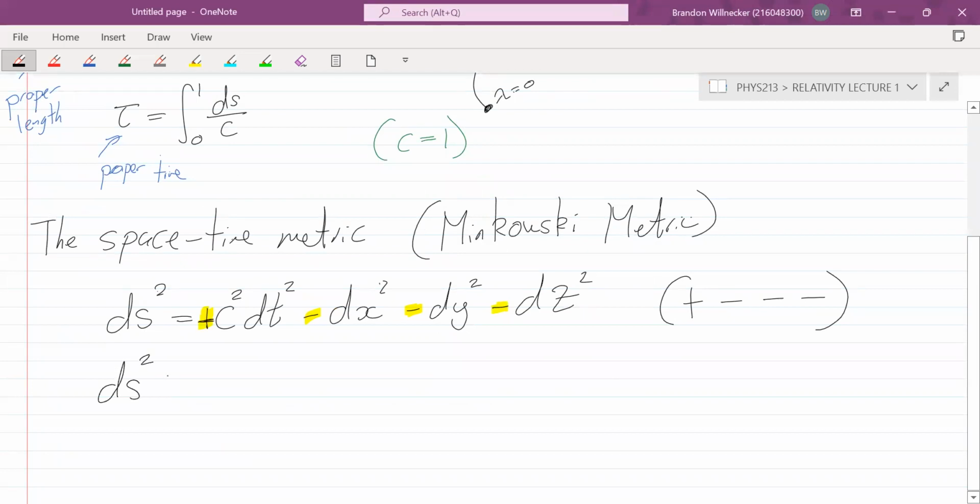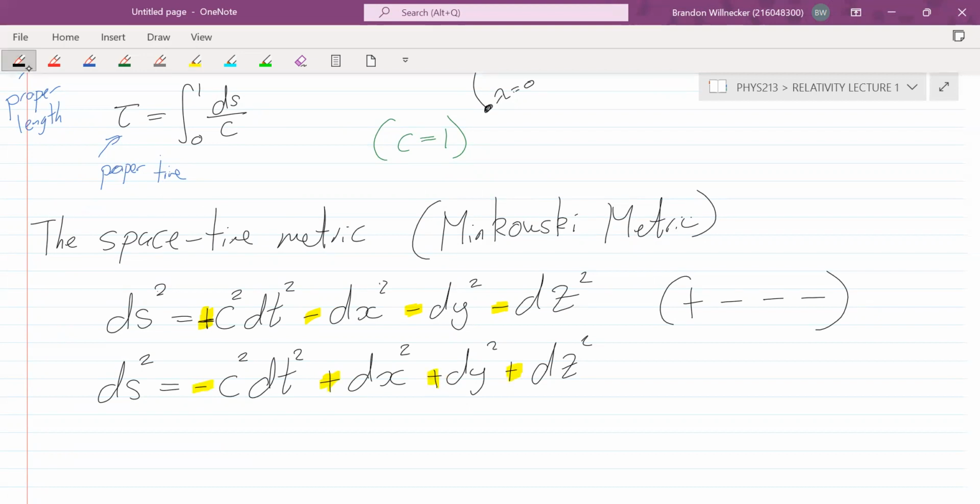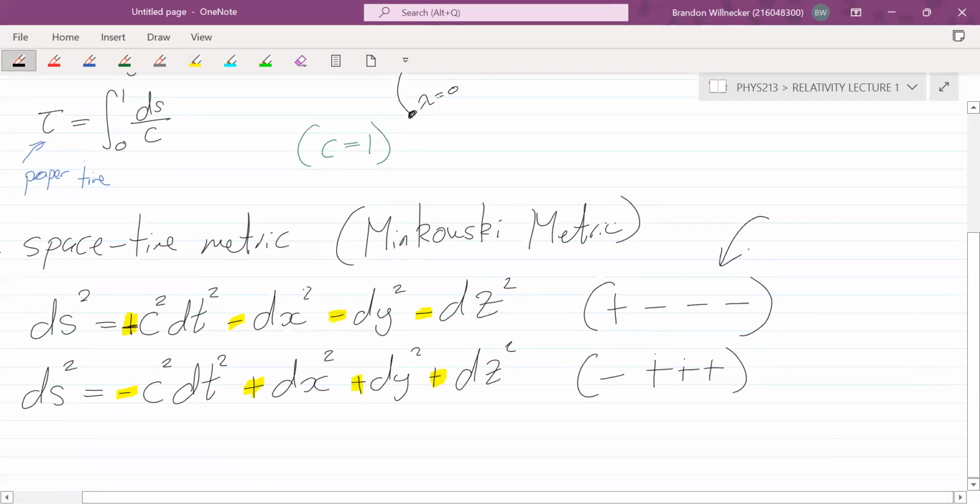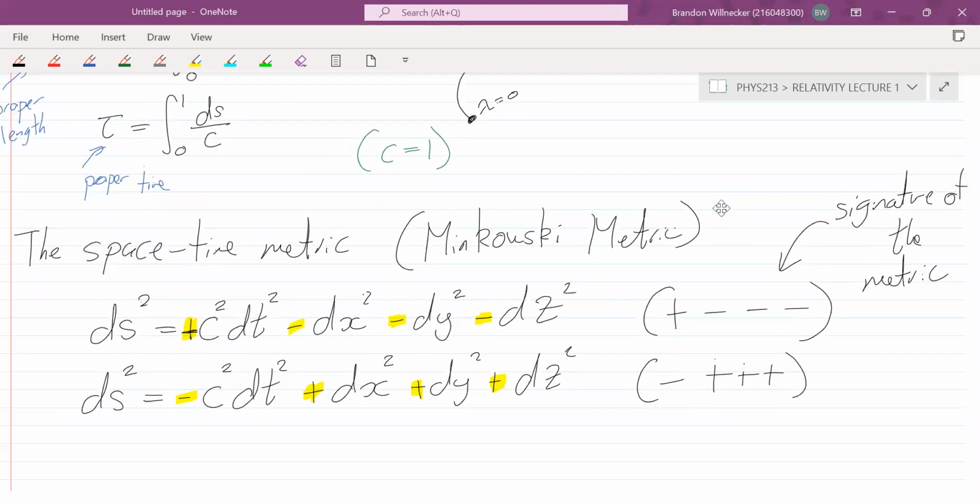We could equivalently write this as minus c squared dt squared plus dx squared plus dy squared plus dz squared. Now we've got minus, plus, plus, plus. So this signature is minus, plus, plus, plus. This is the signature of the metric. Picking one over the other is just a matter of convention. You can use the first one if you want, you can use the second one if you want. However, we're going to be using the first one.